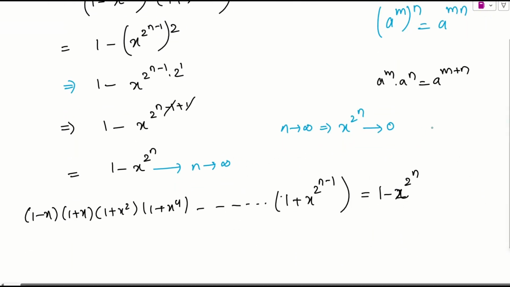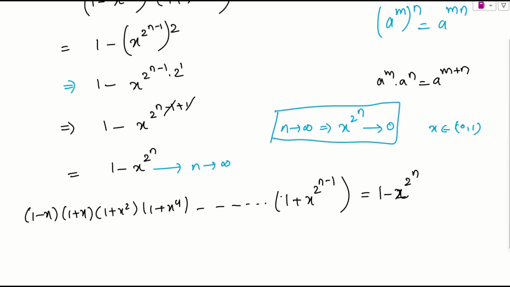So if we have x belongs to (0, 1), obviously x to the power of infinity will be how much? That is 0. You need to note it down. This is a rule or the formula we'll be using here. Is it okay? Yes. So this will tend to 0, agree? So let me write it down here.